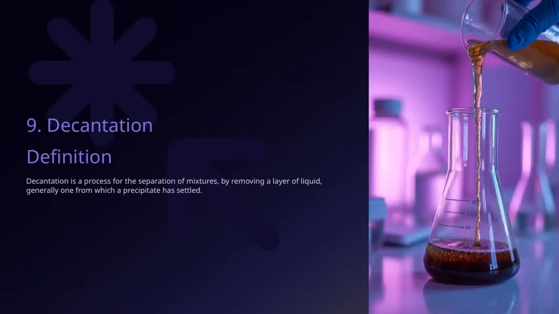Decantation is a useful technique we often use in laboratories and everyday life to separate mixtures. Essentially, it involves carefully pouring off a liquid layer, usually after a solid or precipitate has settled at the bottom. The key idea here is that once the heavier particles have settled, we can remove the clearer liquid without disturbing the sediment below. This process helps us isolate the liquid from the solid or other immiscible liquids.